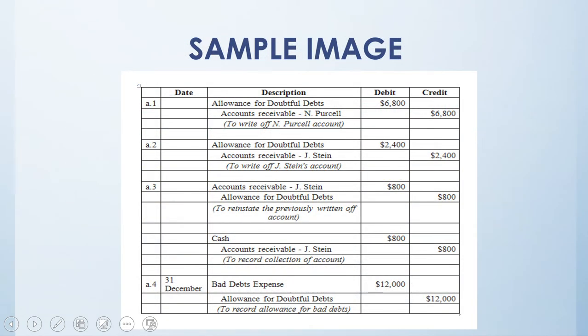So this is a sample image of a journal. If you see, there are actually 1, 2, 3, 4, and 5 columns given. Why? Because the first one contains the serial number. The second one is the date. As I have mentioned earlier, it has to be recorded in chronological order. So the date column is very important.